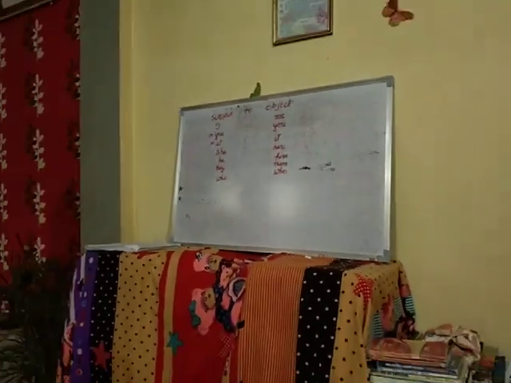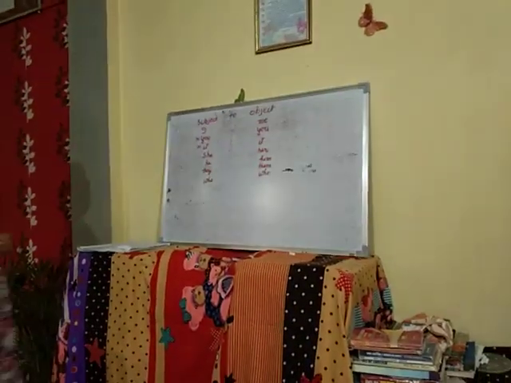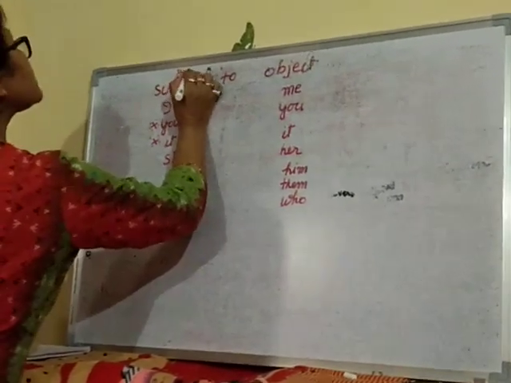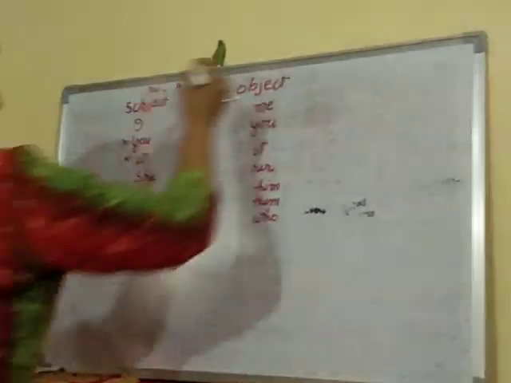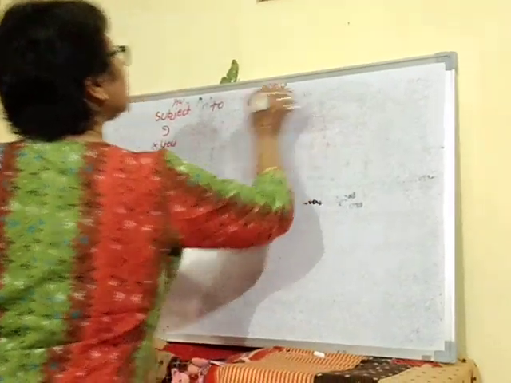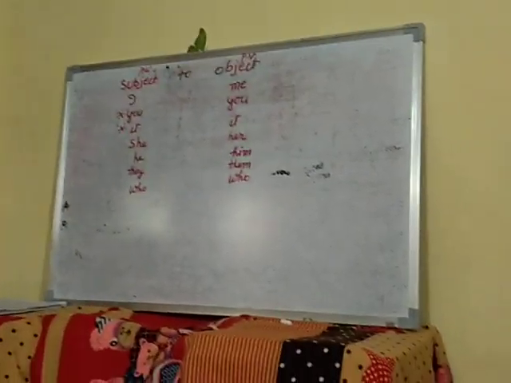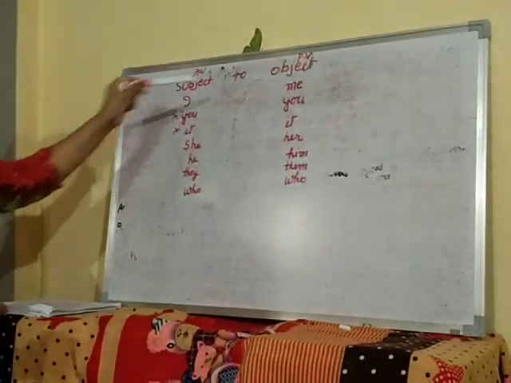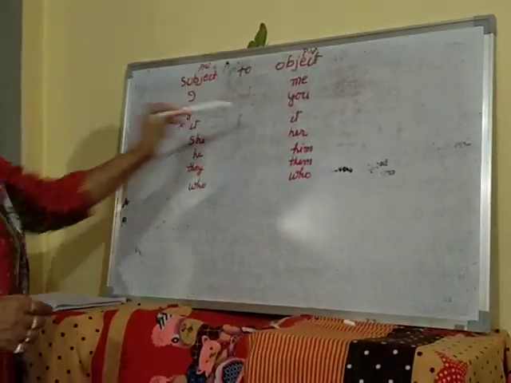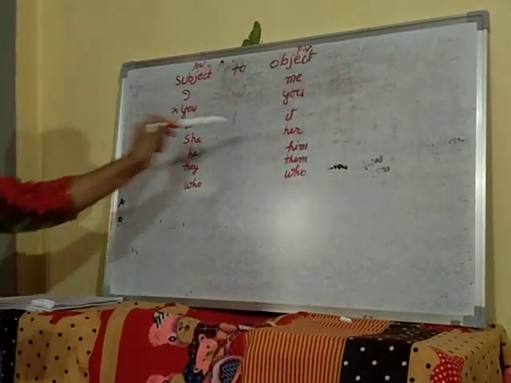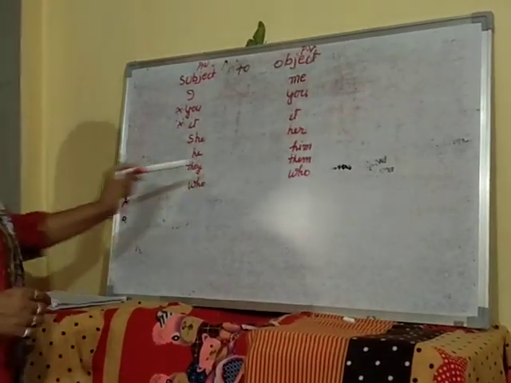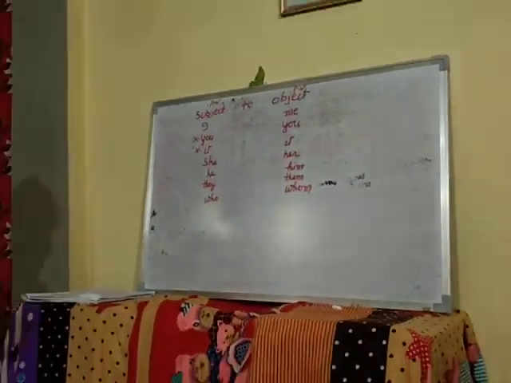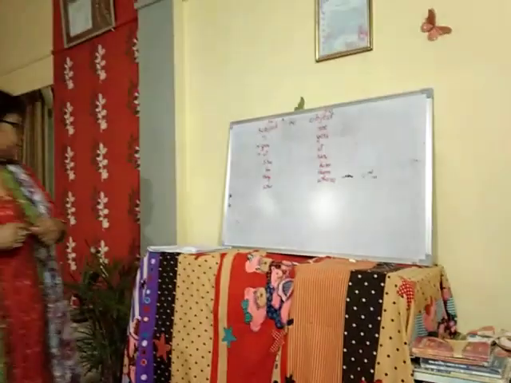You just see it again. While we are changing active voice to passive voice, I am writing in a short form how we change the subject to object: I changes to me, you stays you, it stays it, she to her, he to him, they to them, and who to whom. Okay? So I think this is clear for you.